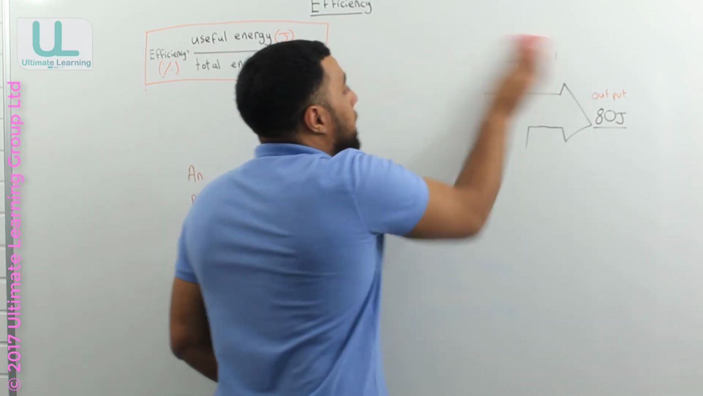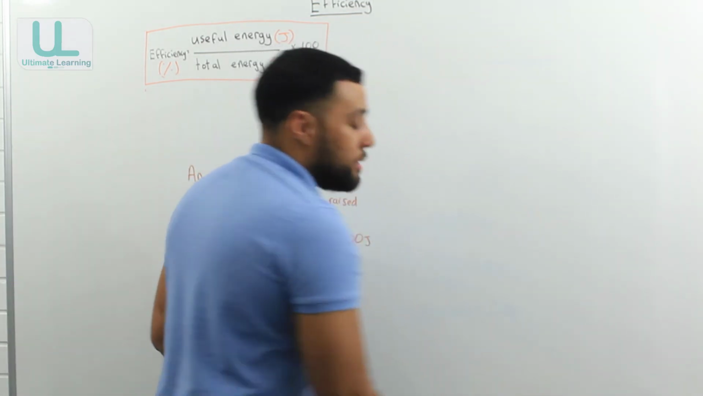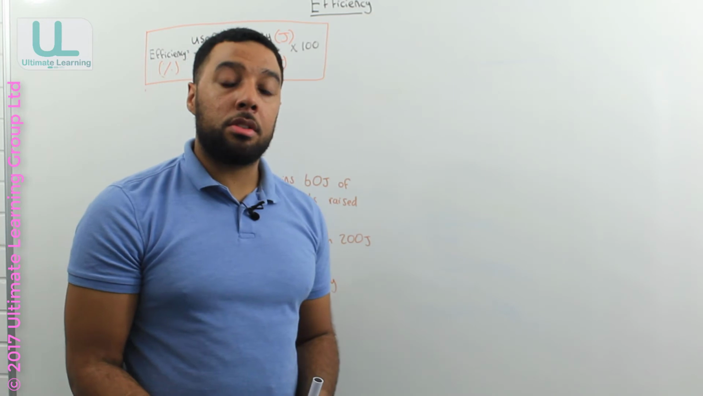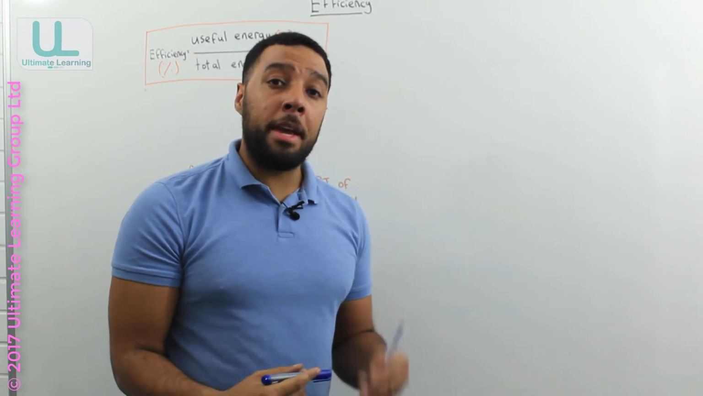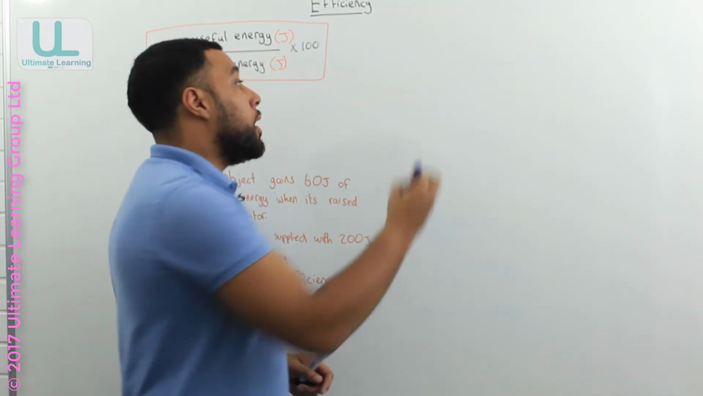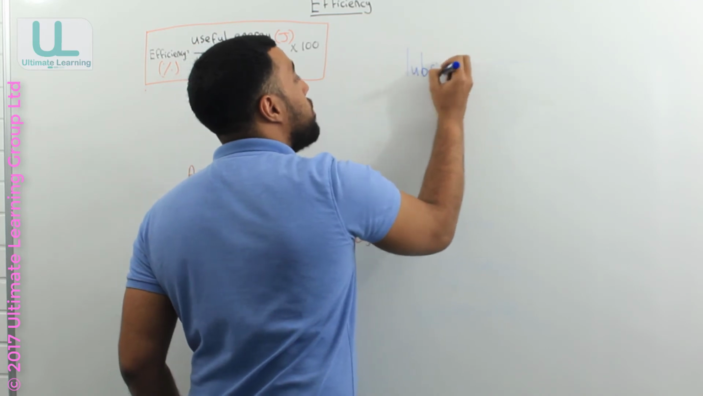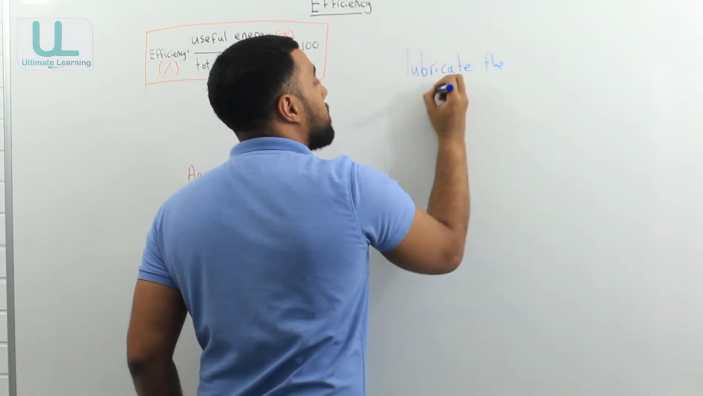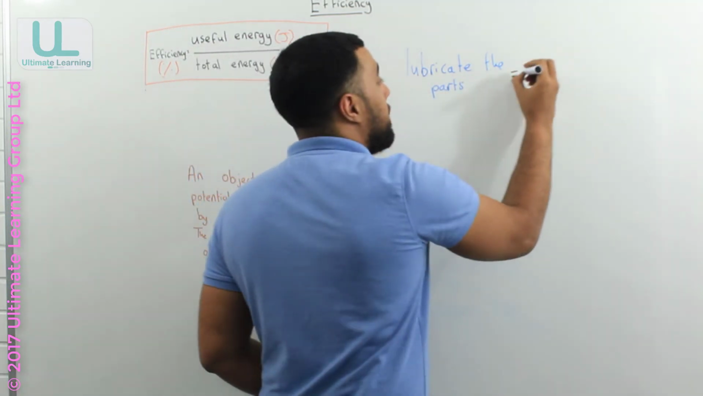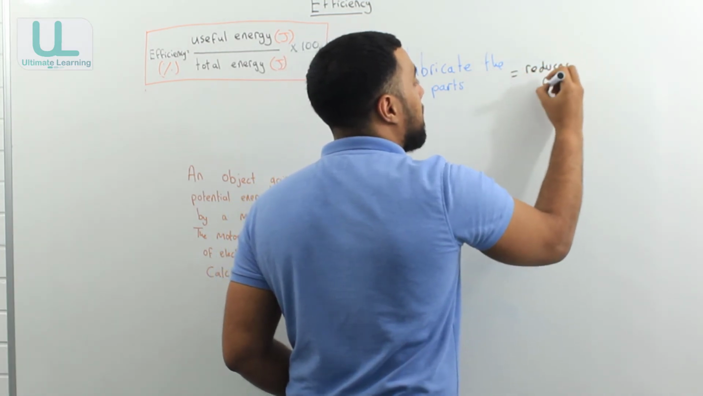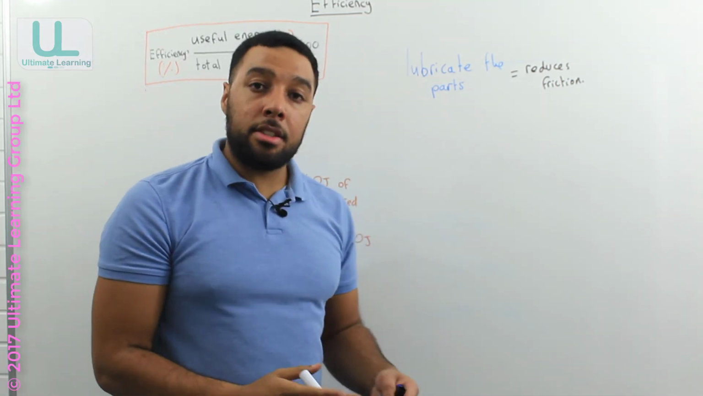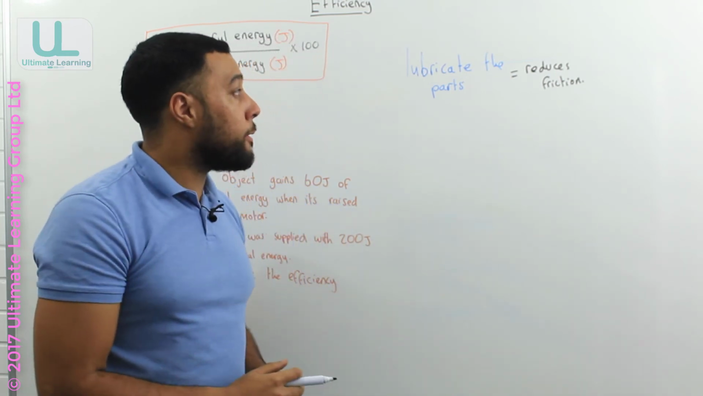Now, because efficiency is very important to us, we want to figure out ways that we can make appliances more efficient. How can we make them so they waste less energy? Well, there's a number of different things that we could do. And the first thing is that we could lubricate the parts. By lubricating the parts, this reduces friction. The less friction there is in an appliance, then the less heat that's produced when the two surfaces rub together.